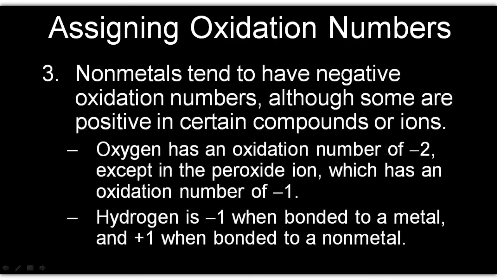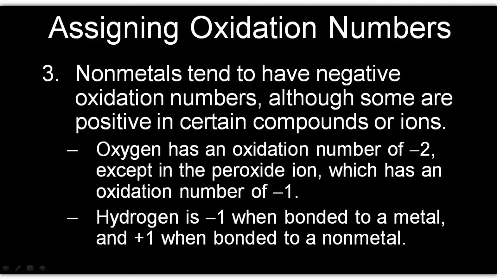If it's a nonmetal, they typically are going to have a negative oxidation number. So things in the oxygen family are -2, things in the fluorine family, the halogens, are typically -1, but not always, and we'll see how that plays out here in a little bit.